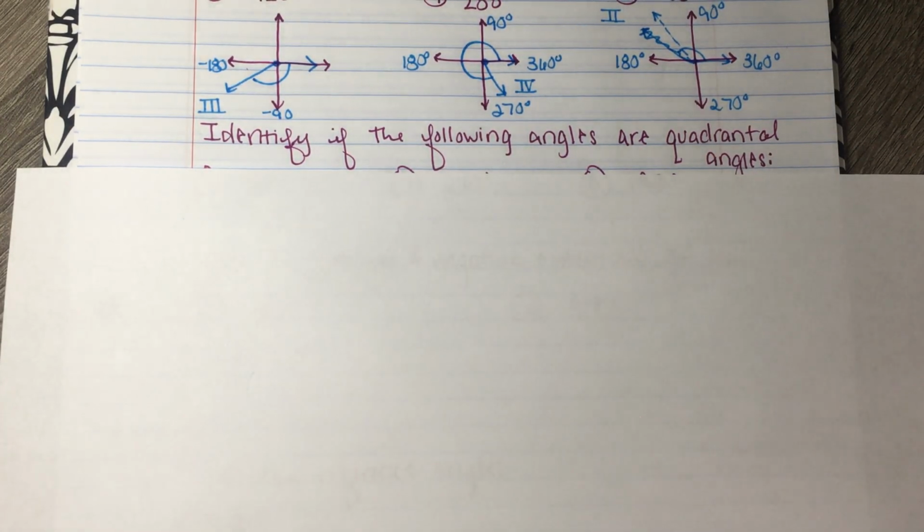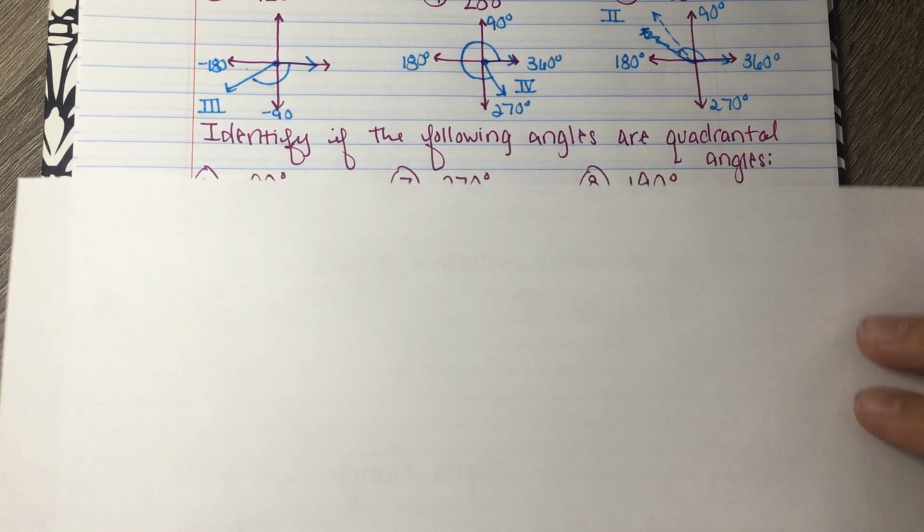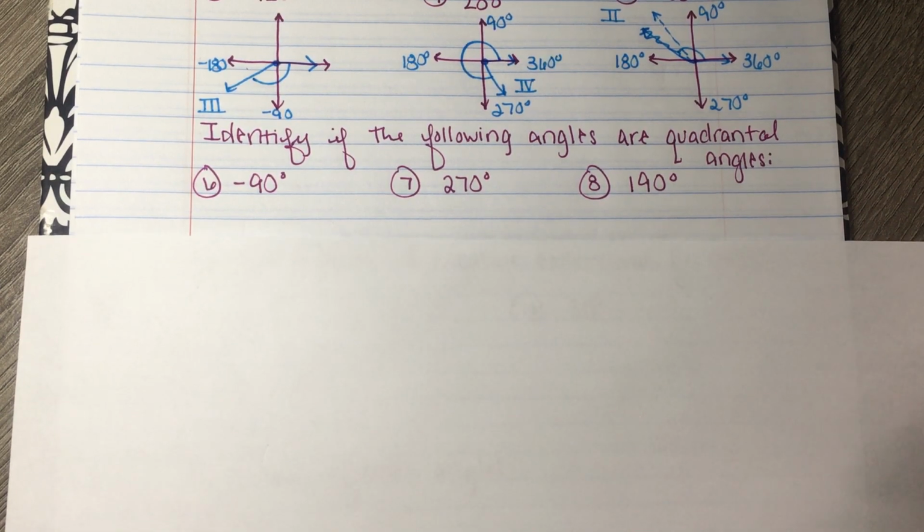And here it is. Okay. So identify if the following angles are quadrantal. Quadrantal angles are any angles where the terminal side lies on an x or y axis. So what you're asking yourself is, does this terminal side lie on an x or y axis?